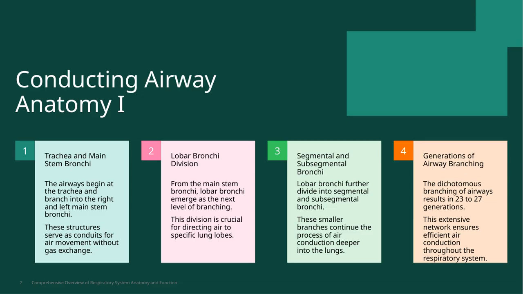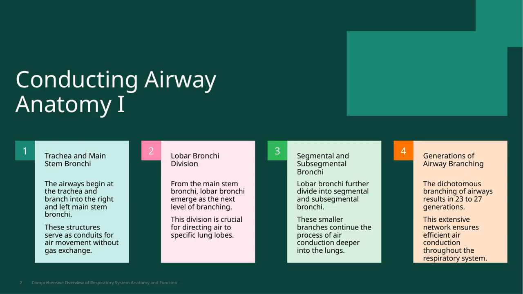Moving further, from each main stem bronchus, we see the emergence of lobar bronchi. These are the next level of branching, and they play a crucial role in directing air specifically to each lung lobe. Think of them as the highways that route air efficiently to different parts of the lungs. Then, these lobar bronchi divide even more into smaller branches called segmental and subsegmental bronchi. These smaller airways continue the process of conduction, getting the air deeper into the lung tissue.